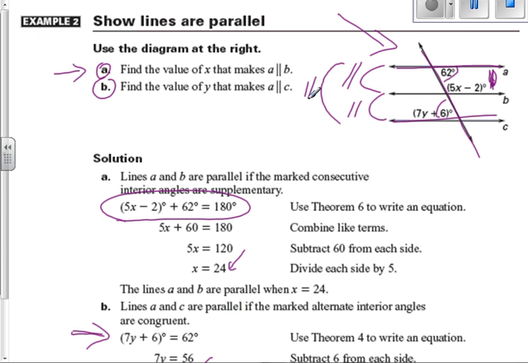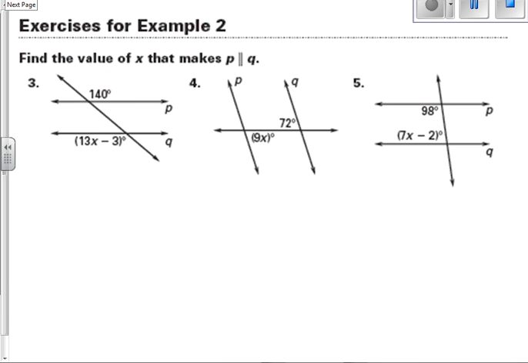So let's move on, see if there's another slide. There is another slide. Find the value of x that makes P parallel to Q. So what I want you to do is pause the video, run through 3, 4, and 5, and then once you've done that, start the video back up and we'll check our answers, okay?